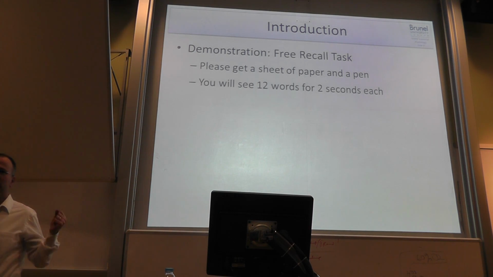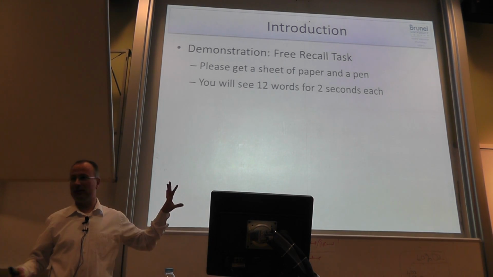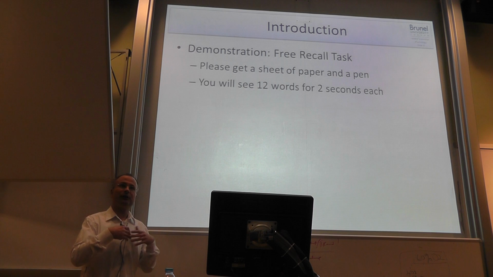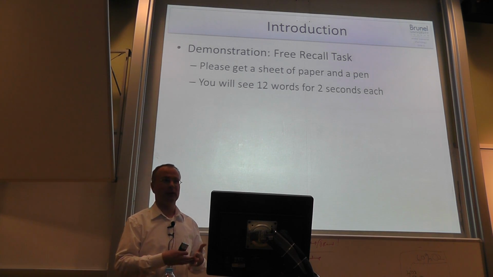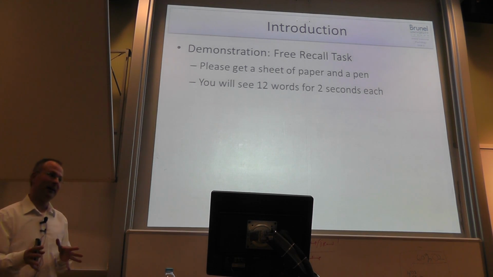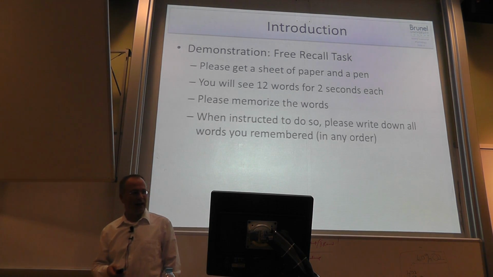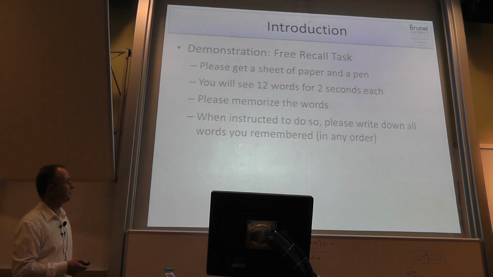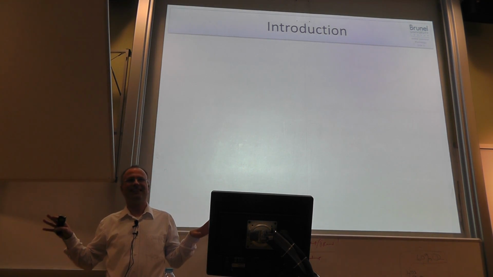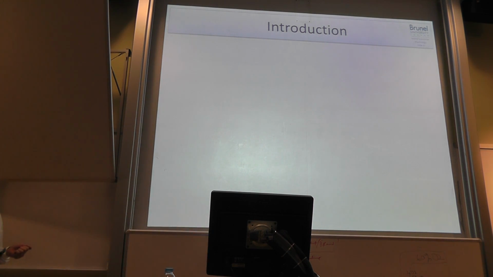And you will see 12 words for 2 seconds each. And at some point it will say on the screen, please write down the words. And then please write them down. And you can do that in any order you want to. Please don't do that together with your neighbor or something. Just do that individually. And then let's take it from there after you've done this. Okay. So you can use any order. Oh, sorry. Started already. Okay. Is everybody ready? Okay. So then ready, set, go.